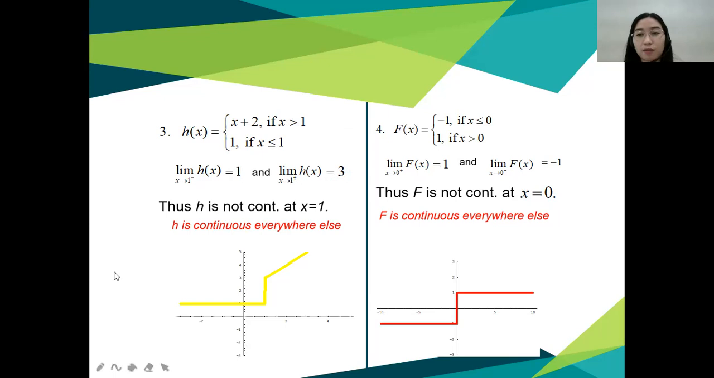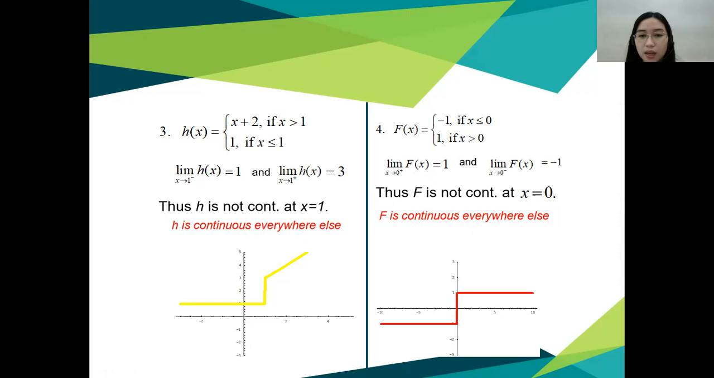Okay? So for number 4, f of x is equal to negative 1 if x is less than or equal to 0, and 1 if x is greater than 0. Let's try the right-hand and left-hand limits. They should be equal. But when we check, as x approaches 0, the right-hand limit is equal to 1, and the left-hand limit is equal to negative 1. Therefore, f is not continuous at x equal to 0, and f is continuous everywhere else.